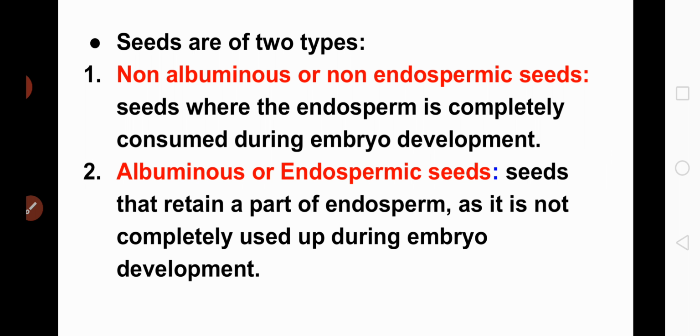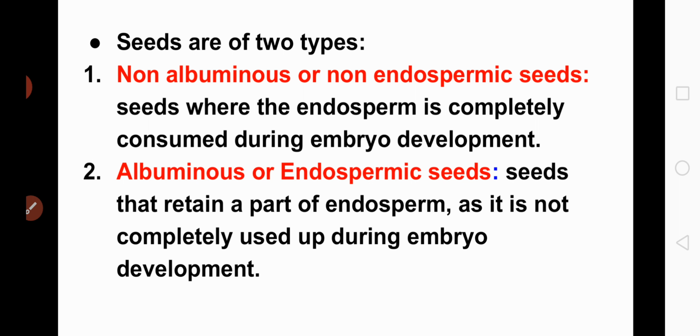Seeds where the endosperm is completely consumed during embryo development. In some species of plants, the endosperm is completely utilized by the developing embryo, and in such seeds the endosperm is entirely absent at maturity. Such seeds are called non-endospermic, for example, groundnut. Whereas albuminous or endospermic seeds retain a part of the endosperm, as it is not completely used up during embryo development.